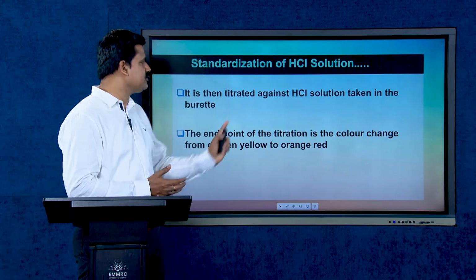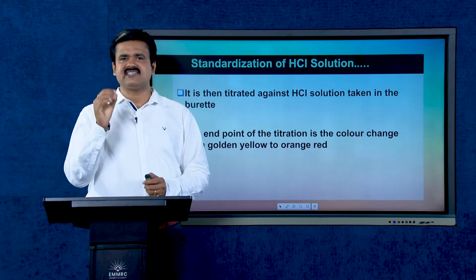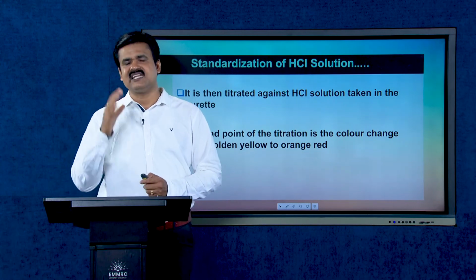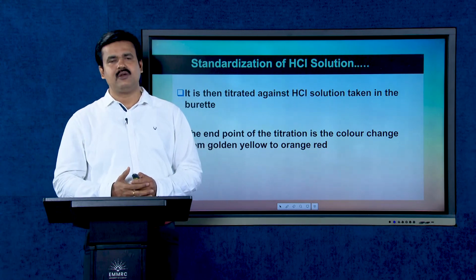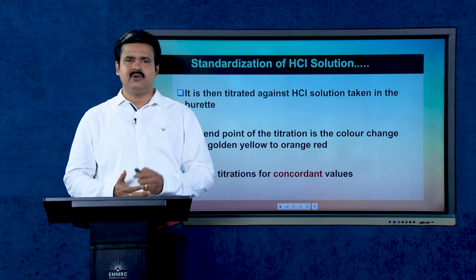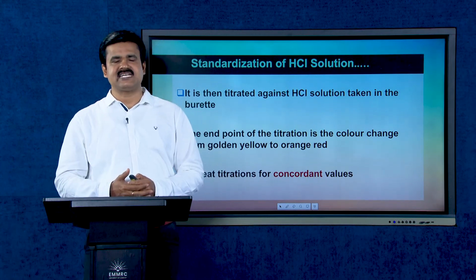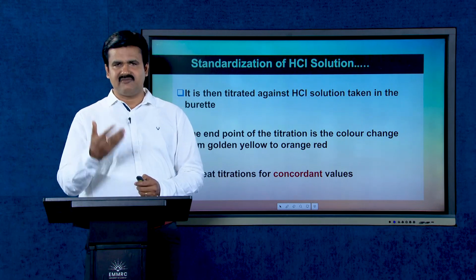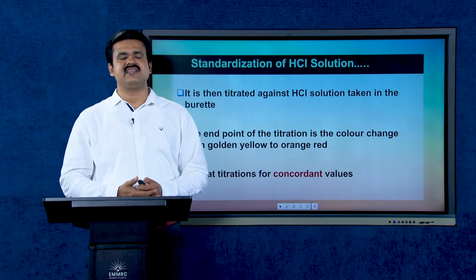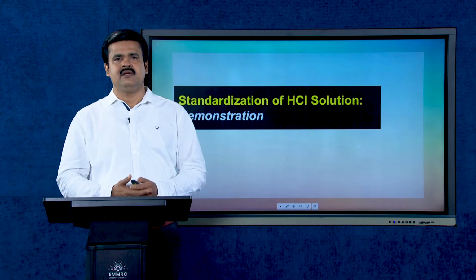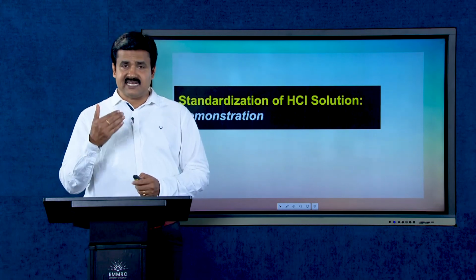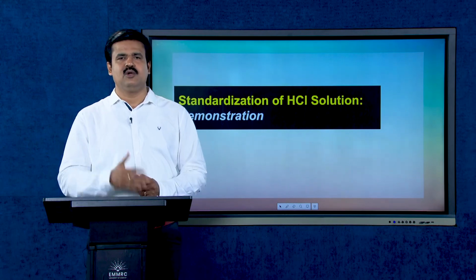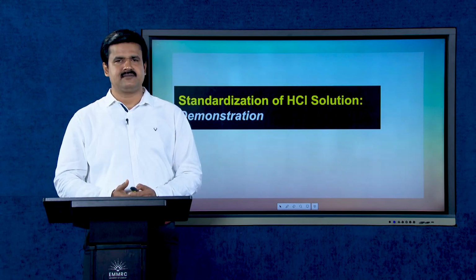The end point of the titration is the color change from golden yellow to orange red, that is the color change of methyl orange indicator. Now, you have to repeat the titration for concordant values. That is, you will get the concordant value, which is the volume of HCl used in the reaction. Now, standardization of hydrochloric acid solution demonstration. Over to the experiment.